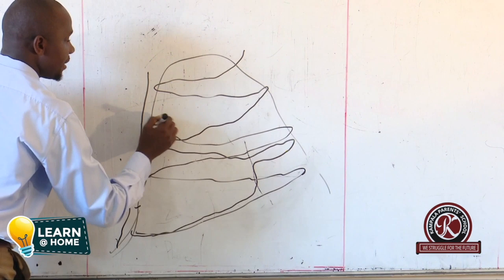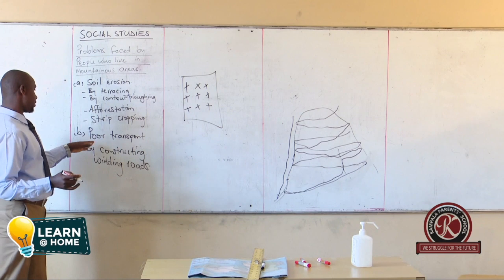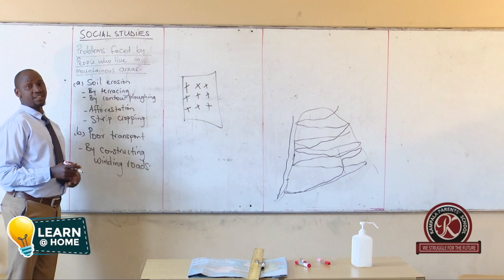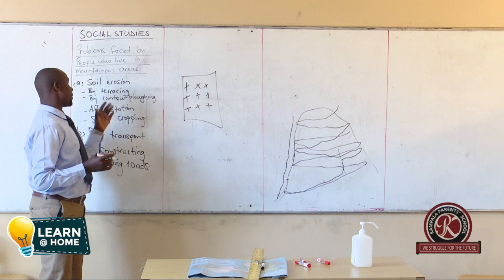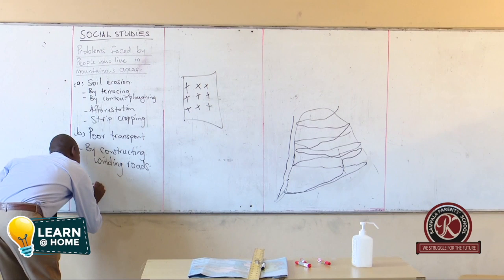So in mountainous areas, one of the problems we talked about is poor transport. So by constructing winding roads. Another one, by using donkeys for transport. So we have looked at poor transport. Now we can look at another problem faced by people who live in mountainous areas. You can talk about landslides. Yeah, I see. Sierra was already saying it.